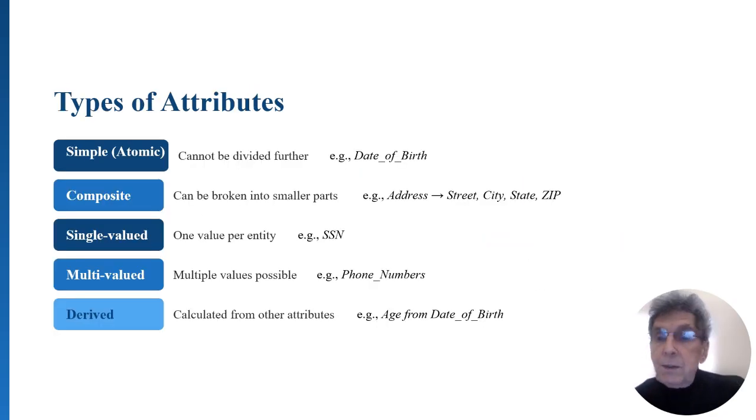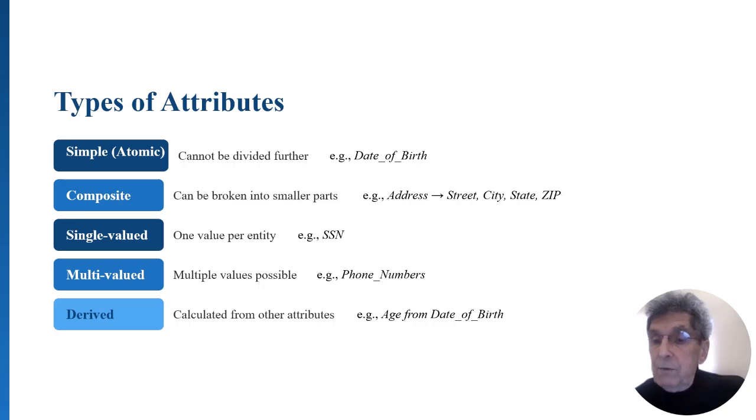Attributes come in different types, and understanding these types helps you design better databases. A simple or atomic attribute cannot be meaningfully divided further. Date of birth is simple. It's a single date value. Social Security number is simple. It's one value. Composite attributes can be broken into smaller parts, like address, which is a composite that has the city, street, number, zip code. Name might be composite: first name, middle name, last name, suffix.